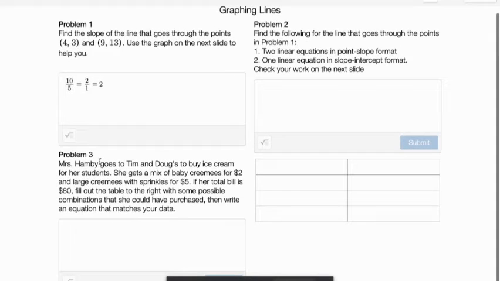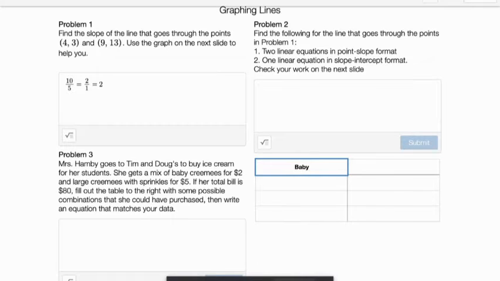Problem 3, I'm saying Mrs. Hamby's going to buy ice cream, and she's buying baby creamies and large creamies. She's getting baby creamies for $2, large creamies for $5, but her total bill is 80. All this is asking me to do is figure out some combinations I could have found so that I'm getting an $80 bill. For example, I could have said just 40 baby cones and no large, because 40 baby at $2 a piece is 80. I could also do something like all large, so I could do 0 and 16.